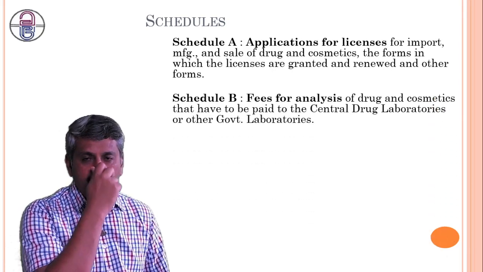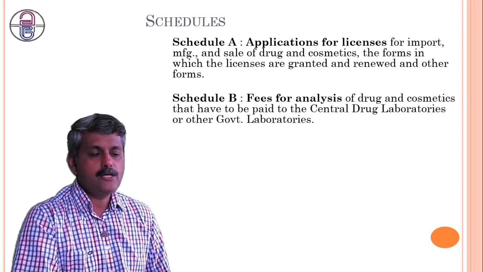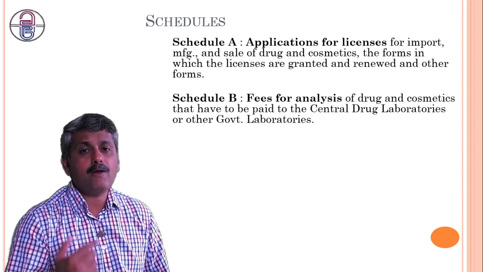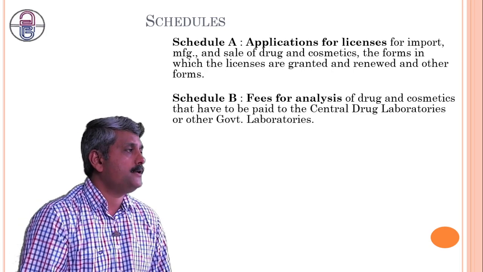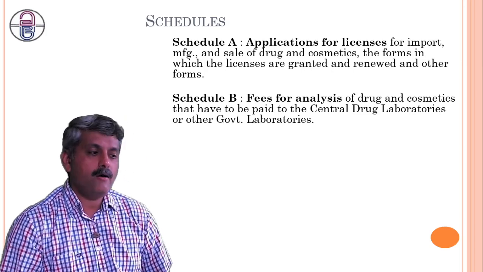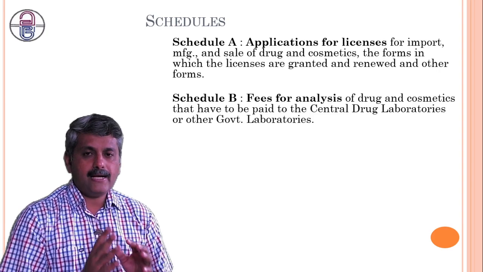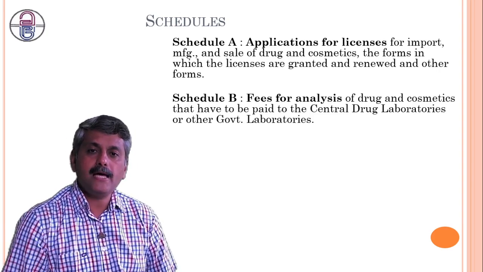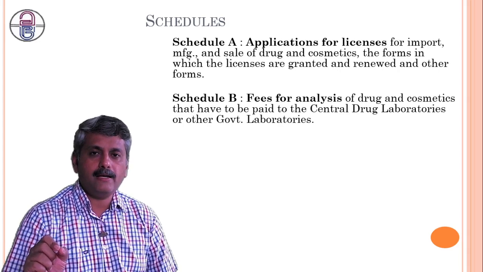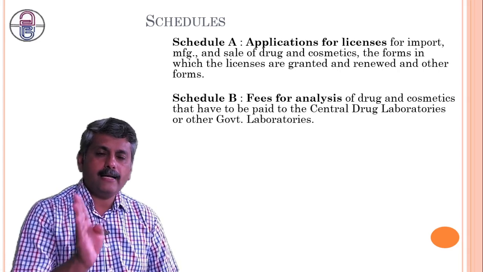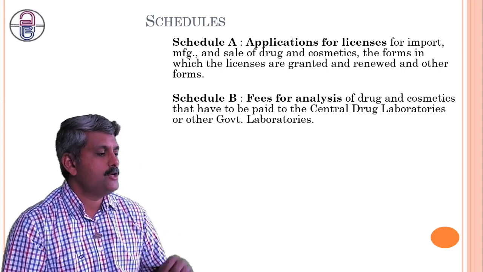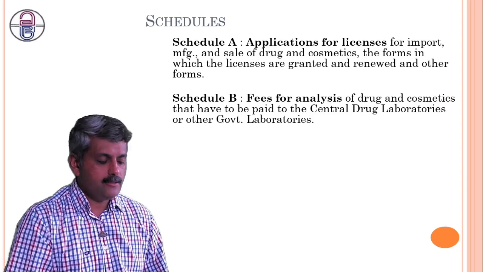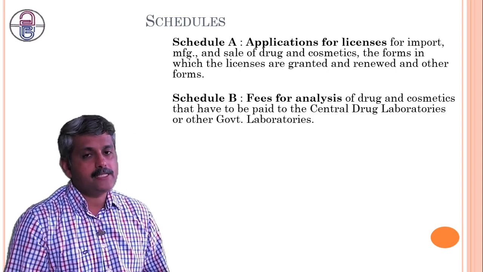Next one, Schedule B. What is Schedule B? It is fees. For what? Fees for analysis. What type of analysis can we do? We can do analysis of drugs or cosmetics. And that analysis has some charges, as per what type of analysis we are going to perform. So as per the guideline by the Central Drug Laboratories, they have given the information about the charges for analysis.